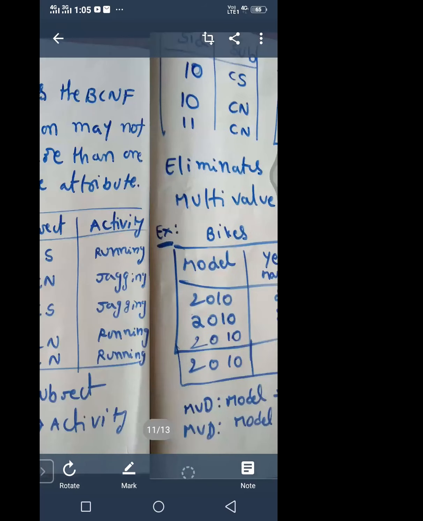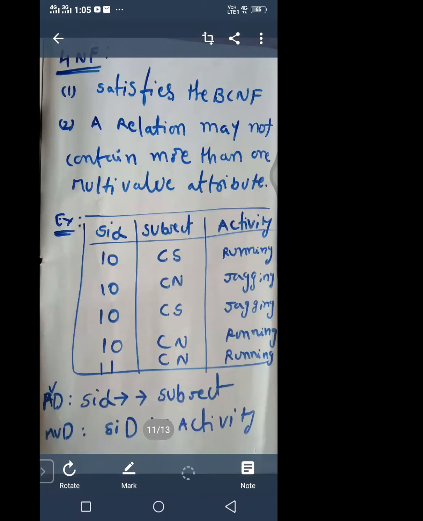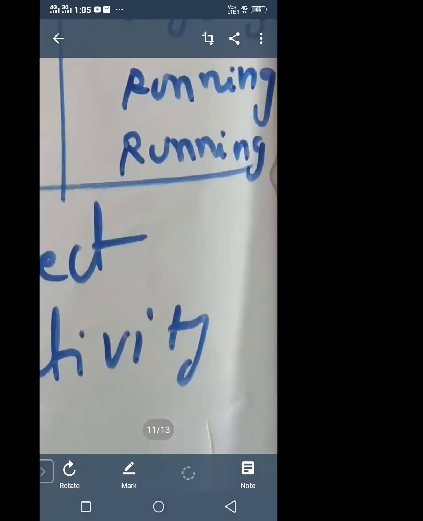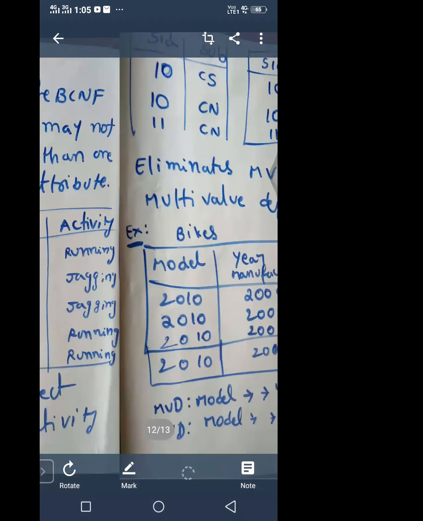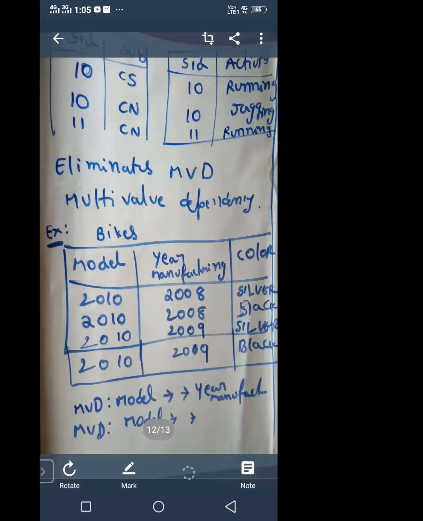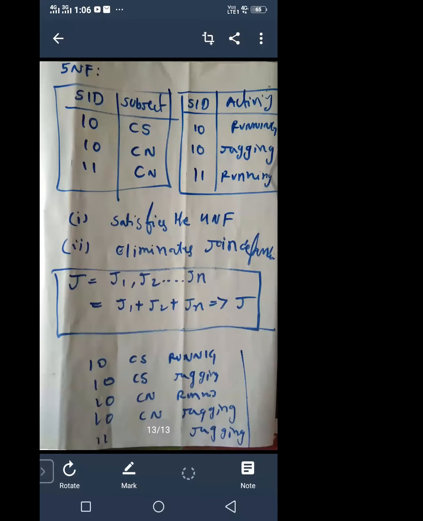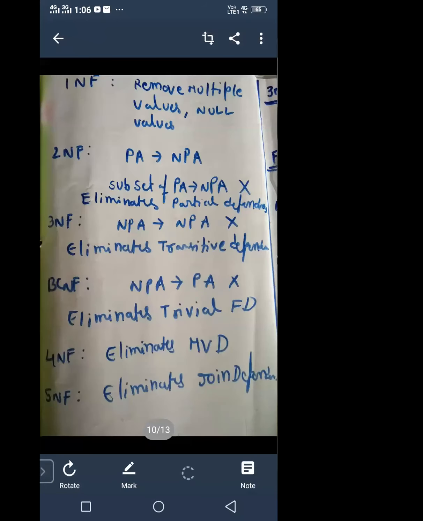So when we divide into two tables and again join into a single table, we usually form the original table. If you are not able to do this, that type of problem is referred to as a join dependency. By using fifth normal form, we are able to eliminate the join dependency. Now I will try to revise each and every normal form once again.